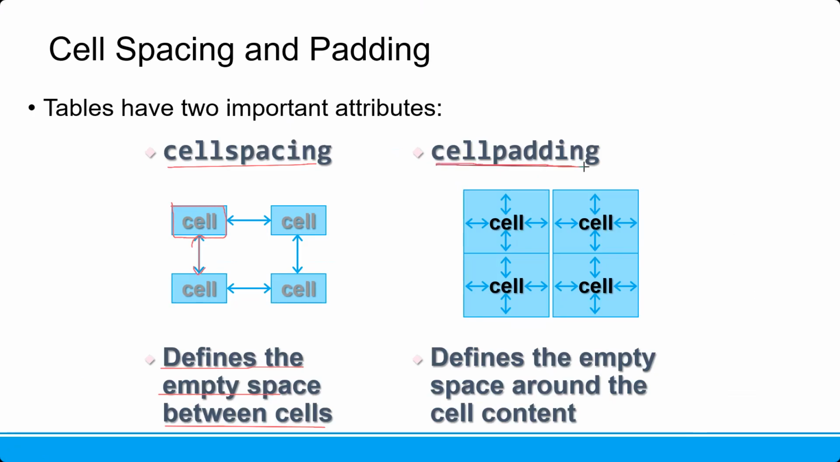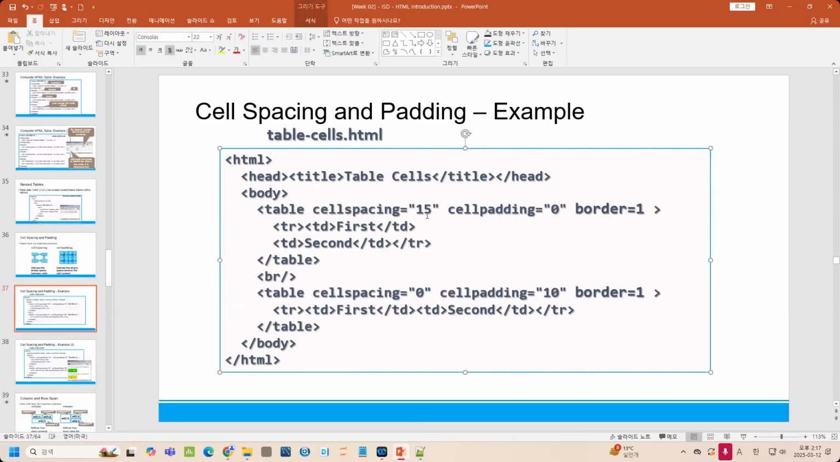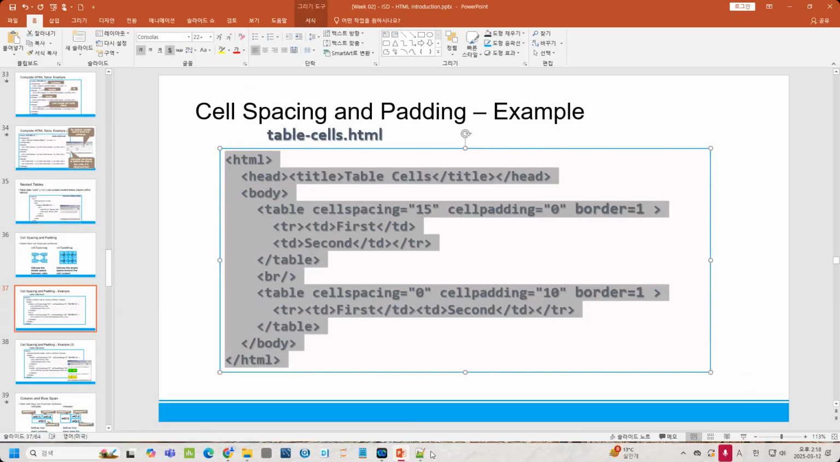Cell padding, on the other hand, is about the empty space around the cell content. So if we have one cell, how big is the empty space from the text to the left or the right or the top or the bottom of the cell? So this is what we call cell padding. Now let's see. Table cells.html.